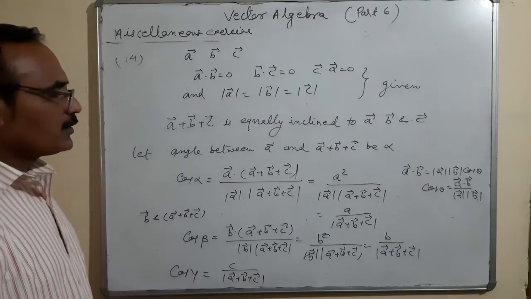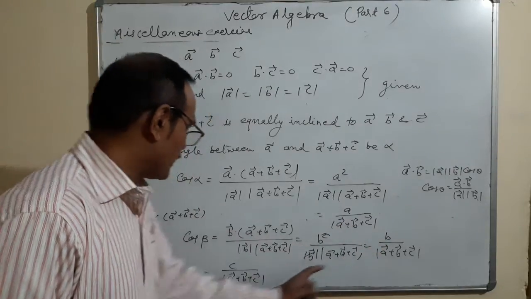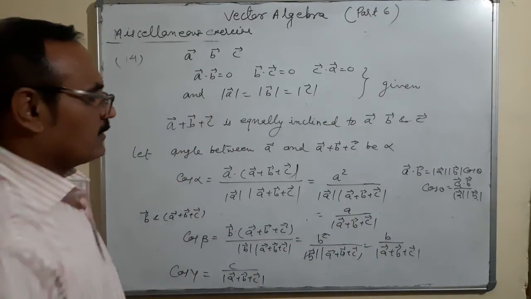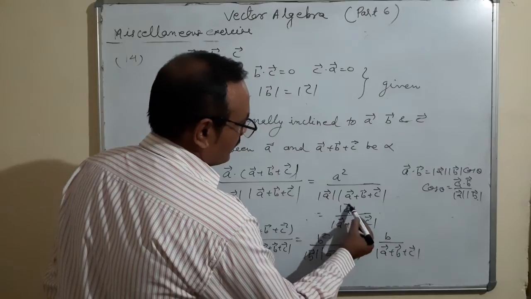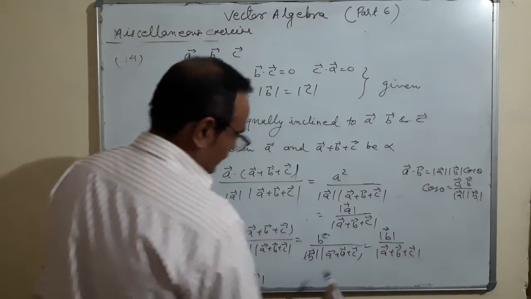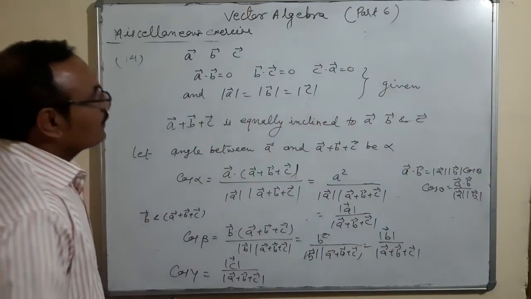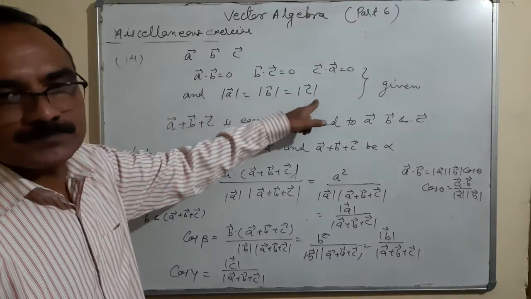We are going to prove that all three are equal: 1, 2 and 3. Of course they are equal, because magnitude of A, magnitude of B and magnitude of C are all given equal.